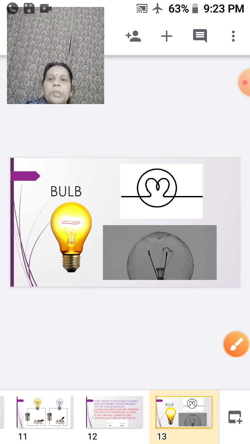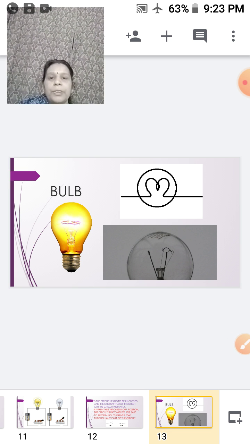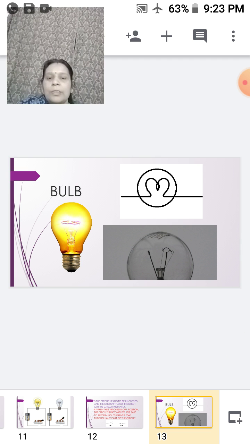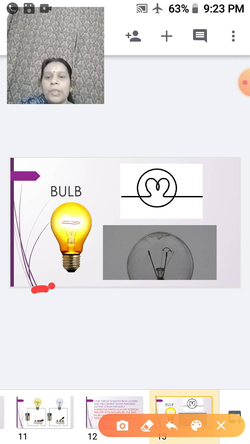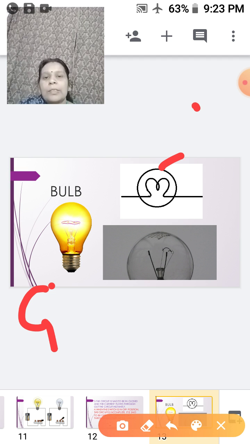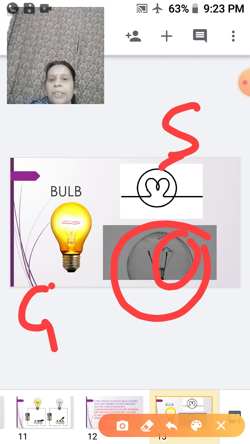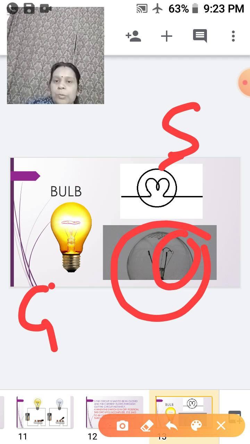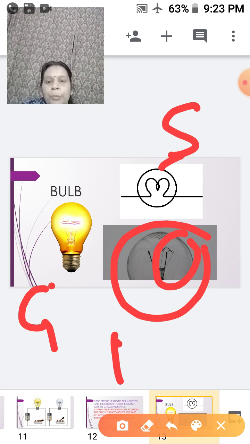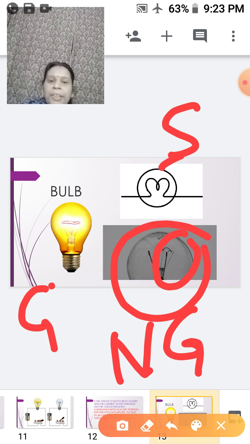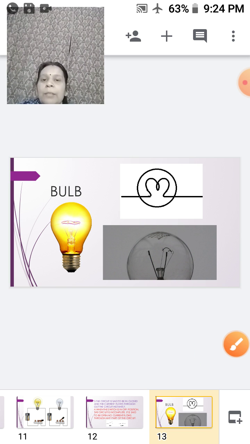Now we will be talking of the bulb. What is a bulb and how does it work? Just now I showed you, this is the symbol of the glowing bulb, and here you can see the filament is broken within a bulb. Such a bulb will not glow. If the filament is broken, such bulbs will never glow.